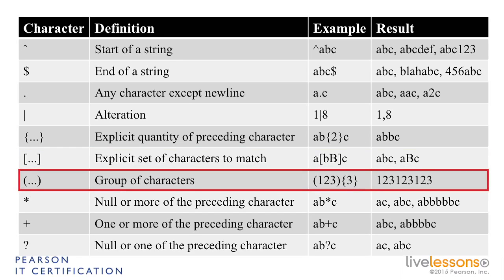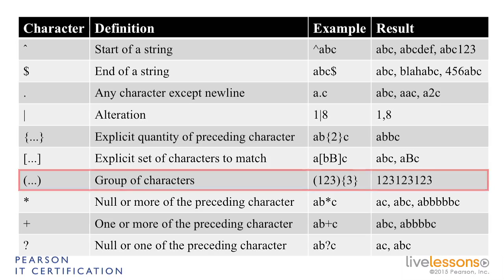Then we have the round brackets that signify a group of characters. Round brackets are especially useful if you are looking for a specific quantity of a specific group of characters, as in the example where the group of characters is 1, 2, 3, and we are looking for a quantity of 3 of them. So that would give a match on 1, 2, 3, 1, 2, 3, 1, 2, 3, and only that.